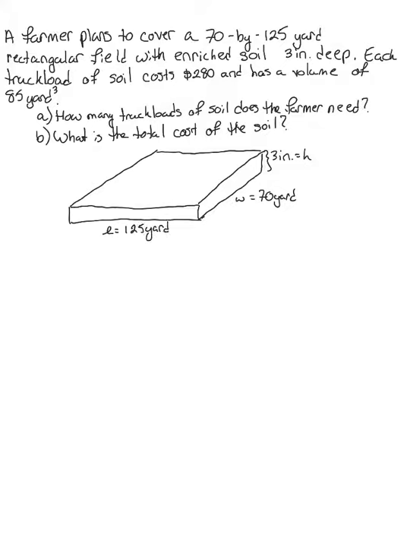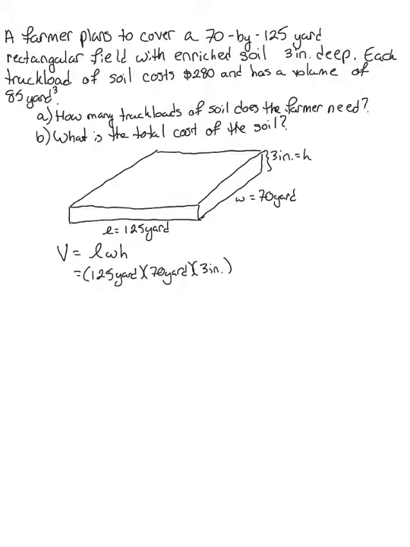And this is really a volume question, in order to figure out how much volume it is. So it's in the shape of a rectangular prism. So the volume is the length times the width times the height. However, if we plug this in, we're going to get 125 yards times 70 yards times 3 inches. Now, that's kind of weird because that would give us dimensions of yards squared inches, and we don't need that. So we need to convert the 3 inches to yards.